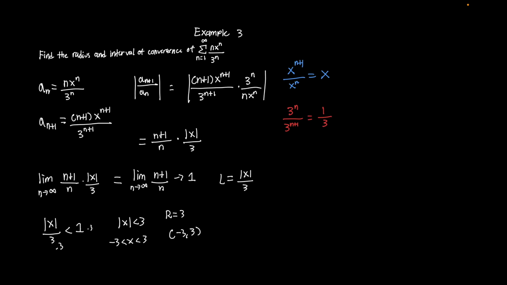Now we have to check our endpoints. I'm going to delete just this small part right here. So let's plug in x equals 3. So we're going to get the sum of n times 3 to the n over 3 to the n. Luckily the 3 to the n's cancel, so it's just going to be equal to the sum of n, and this diverges.